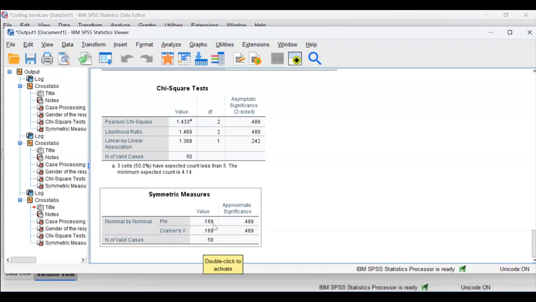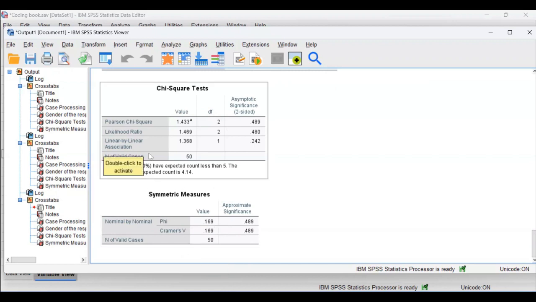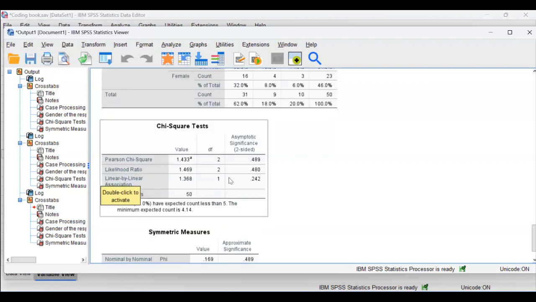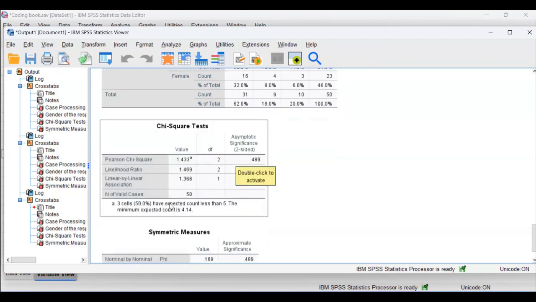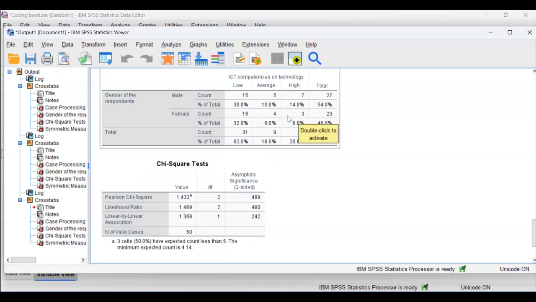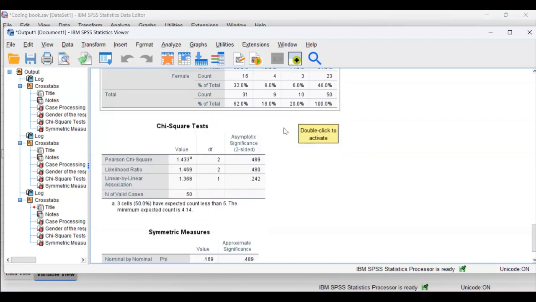What is 1.69? I'm going to explain with the help of data interpretation. One of the important points I want to tell you here is that as a part of the chi-square test, 3 cells, that is 50% of the cells, have expected count less than 5. If you look at this count, we have a count level less than 5. We have 4 value, this is less than 5, this is less than 5, right? Let's go back to our interpretation part. I'll explain more in detail.